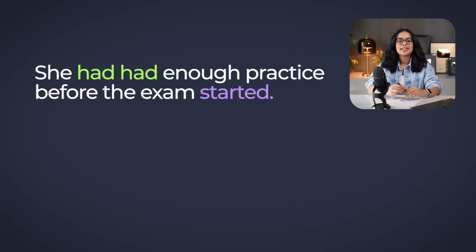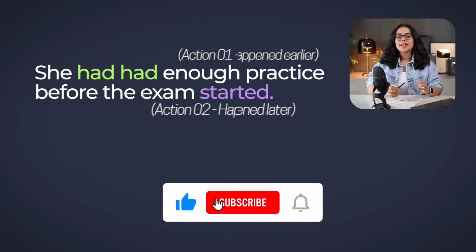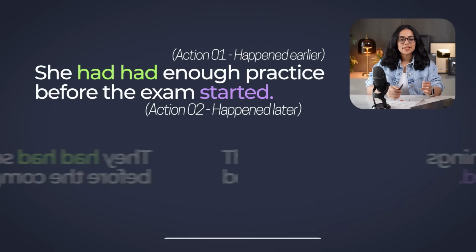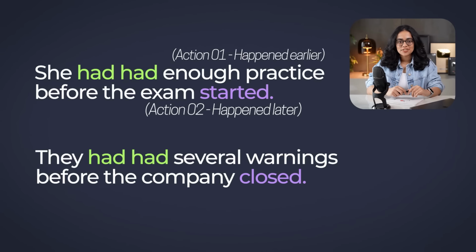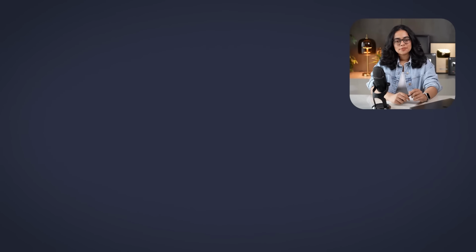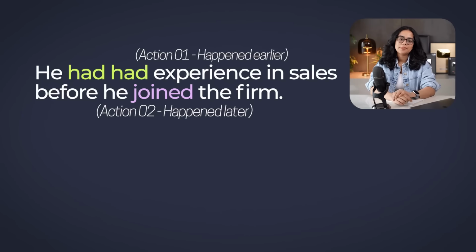She had enough practice before the exam started. So practice happened first and exam happened later. They had several warnings before the company closed. So the warnings came first and then the company closed. He had experience in sales before he joined the firm. So first, he had the experience, that's the first event, and later he joined the company.